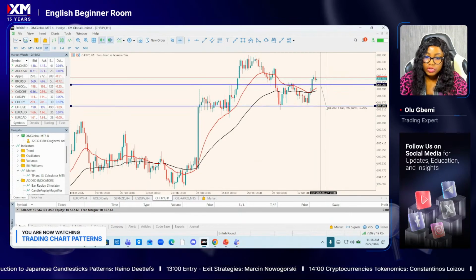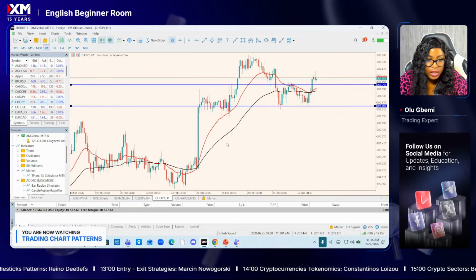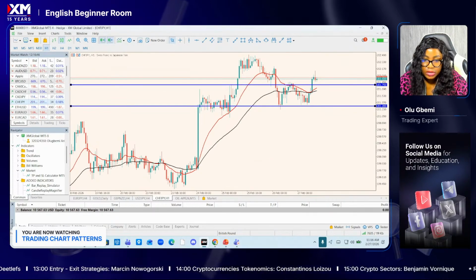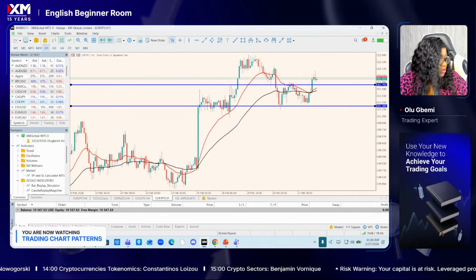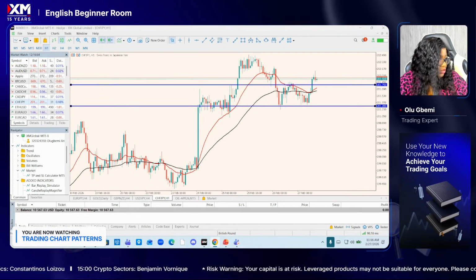So I do a 100 pip stop loss. Let's calculate our pip value. I'll be setting it as a pending order. So I want to calculate the pip value so that I can take the trade, set the pending order.